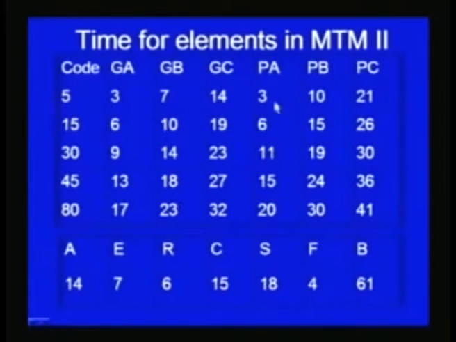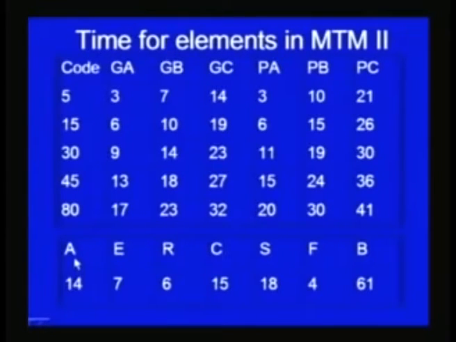In the same way, for the put basic motion, the increasing degree of difficulty increases the time from 3 TMU to 21 TMU, and increasing distance also indicates that the time required for put of A category increases.